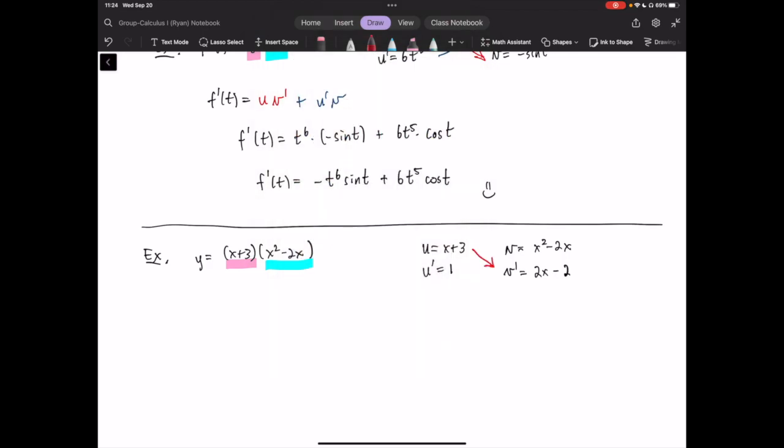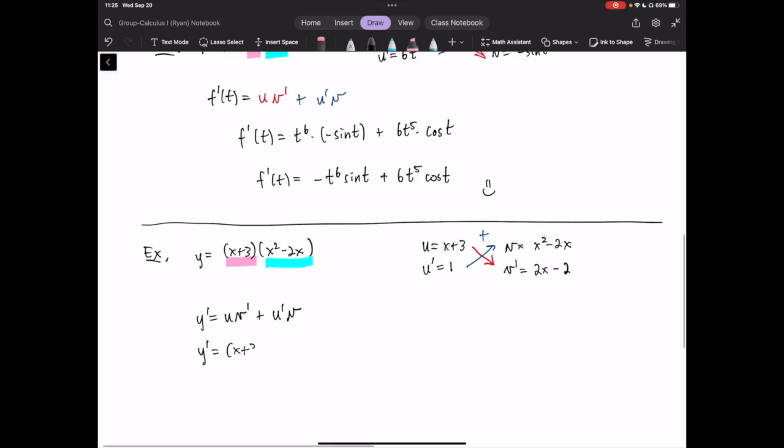And then remember, we have to crisscross multiply and then add these two together. So in computing all this, I'm going to write this out again. Our y prime is going to equal, I'm going to write it this way since this is what our table looks like, u times v prime plus u prime times v. And so just plugging in here, it's x plus 3 times 2x minus 2, plus 1 times x squared minus 2x. Okay? And this is perfectly fine.